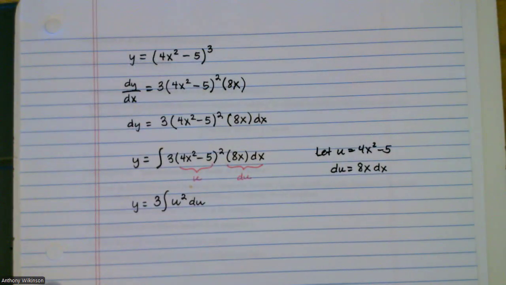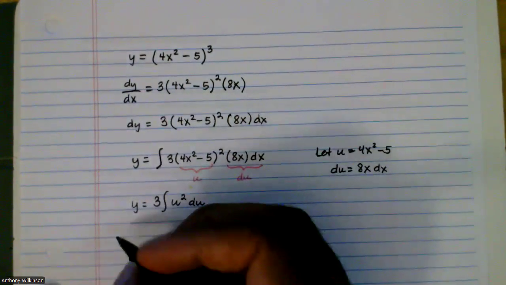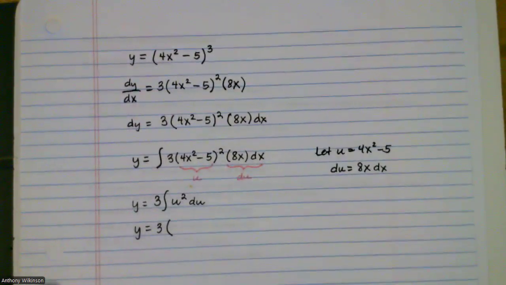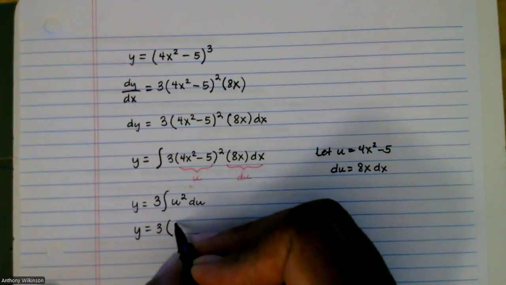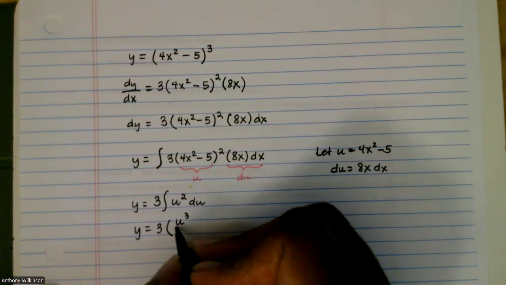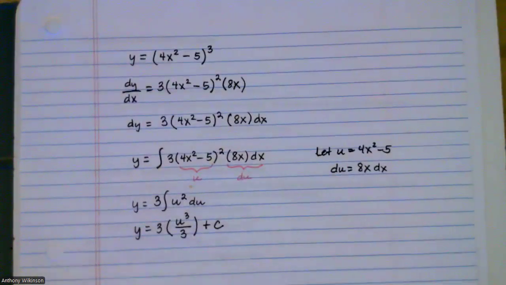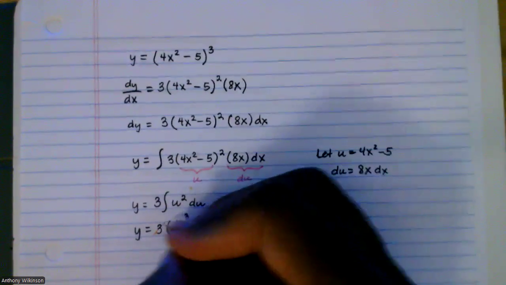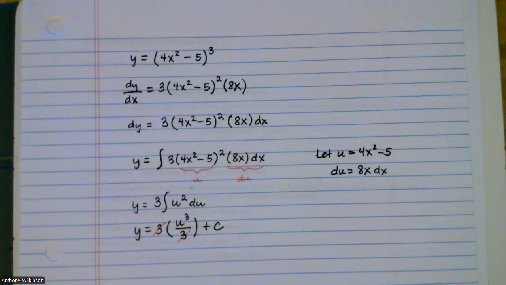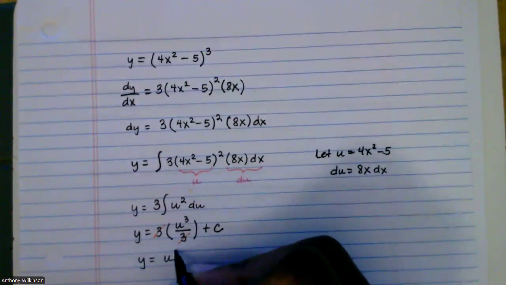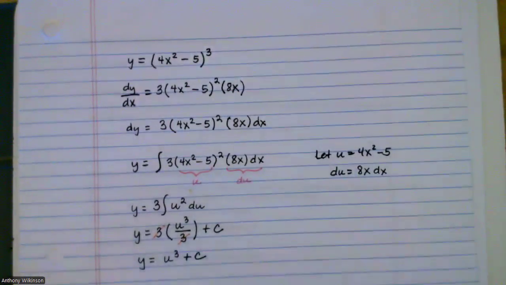And then I'm going to integrate by using the power rule. So I'll bring down the 3. For the u squared, the integral of u squared du, I'm just going to increase the power by 1. So it'll be u to the 3rd divided by the new exponent of 3. And since I have an indefinite integral, I'm going to have plus c. Now, if I simplify this a bit, these 3's divide out. And I'll be left with, in this case, y is equal to u to the 3rd plus c.